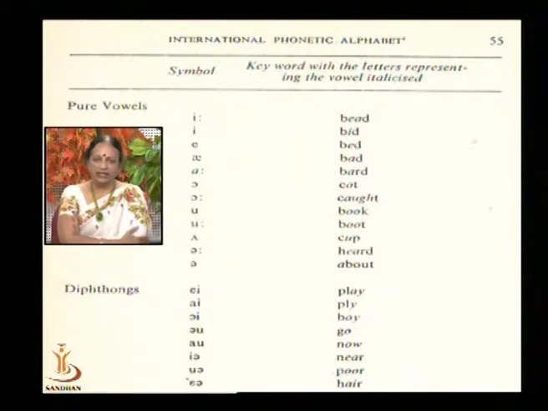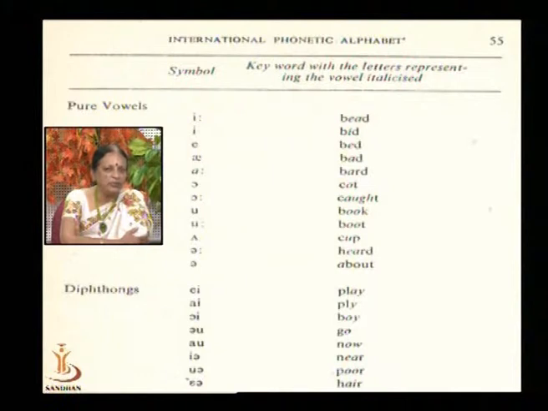You will notice that in the chapter, on the first page, you have this entire list. What are the vowel sounds, my dear students, that we are talking about? 12 of them. E, I, E, A, A, O, O, U, U, A, A, and A.